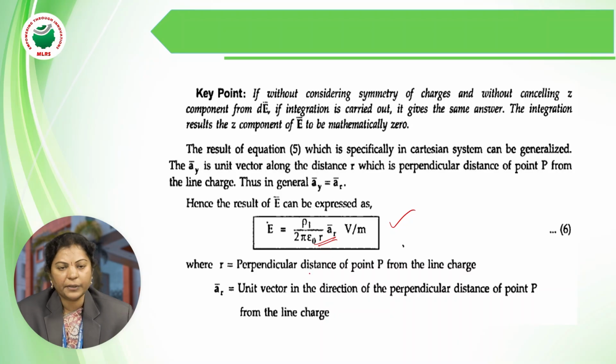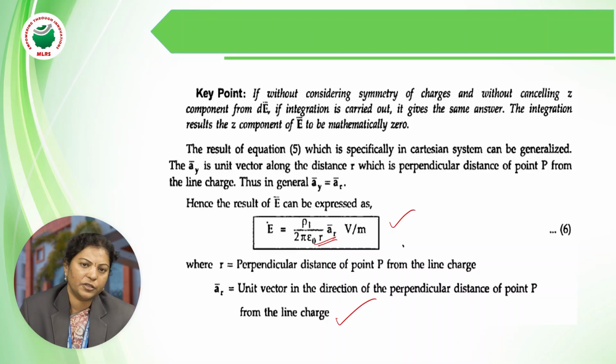So, R is the perpendicular distance of point P from the line charge and AR is the unit vector in the direction of the perpendicular distance of point P from the line charge. So this is about the electric field intensity due to infinite line of charge.